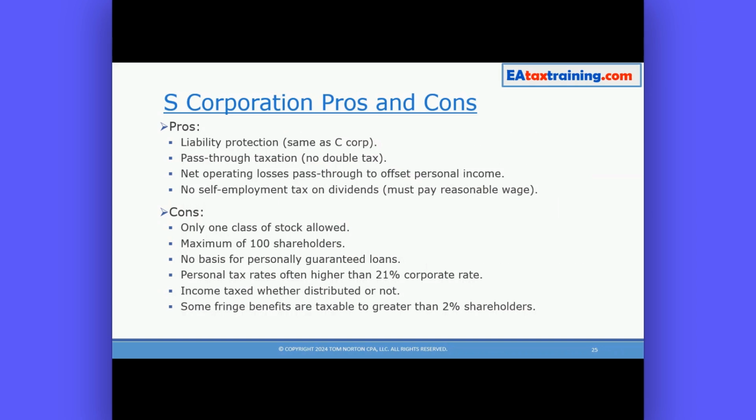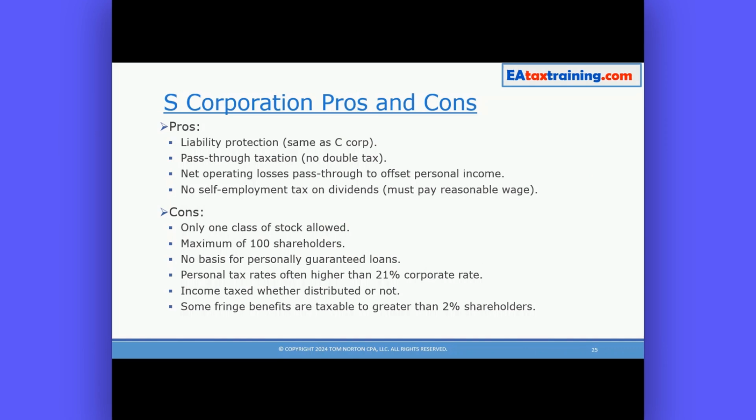There is no double taxation with an S corp. The profits or losses pass through to the owners, so you don't have this situation where the corporation is paying tax and then the owners are again paying tax on their own tax return when those dividends are issued. If there are losses, those pass through to the owners to offset their other income. And there again is no self-employment tax on the dividends.